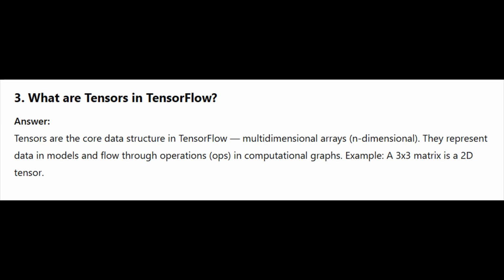3. What are tensors in TensorFlow? Answer. Tensors are the core data structure in TensorFlow, multidimensional arrays, n-dimensional. They represent data in models and flow through operations, ops, in computational graphs. Example, a 3x3 matrix is a 2D tensor.